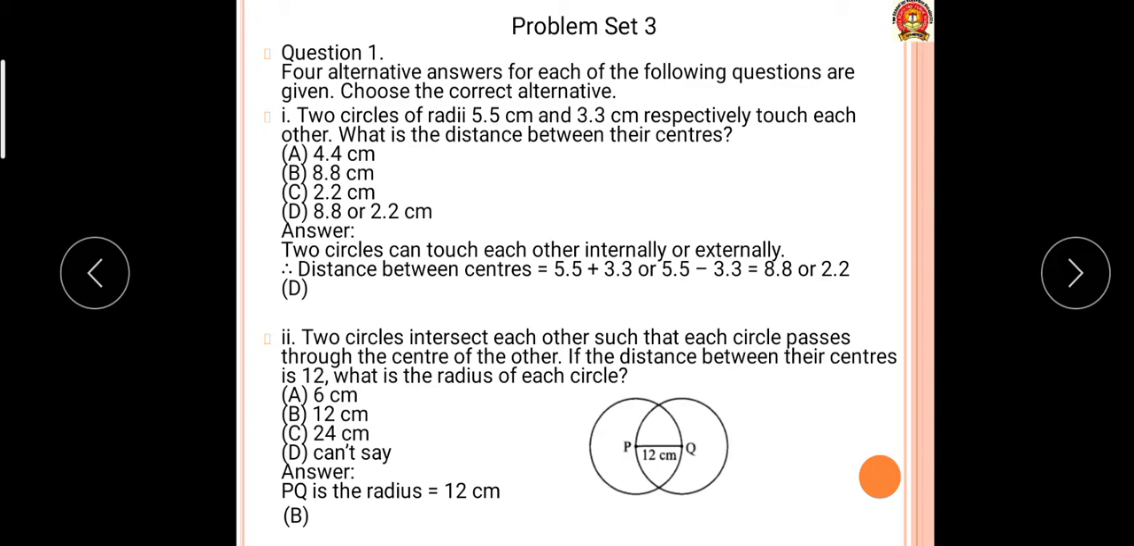Now see, all of you know that it is not mentioned here touching internally or touching externally, and that's why the answers are two, not one. When the two circles are touching externally, the distance between the centers is equal to the sum of the radii, and when they are touching internally, the distance between the centers is equal to the difference between their radii. According to that, the distance between the centers is 5.5 plus 3.3, that is 8.8, and 5.5 minus 3.3 is 2.2, and therefore the answer is D.